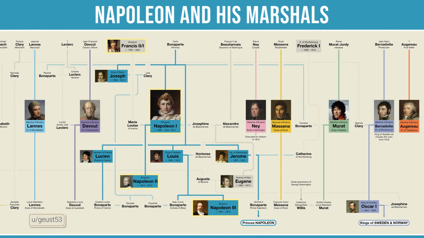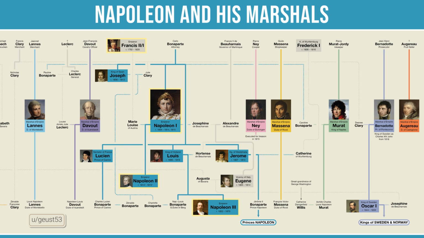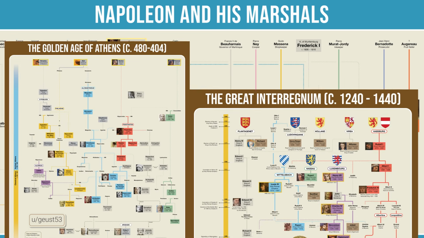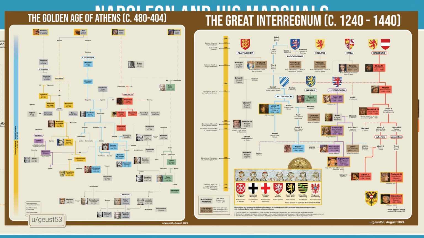Next is this nice looking chart of Napoleon and his marshals. So not only is this a family tree of the Bonapartes, it also shows all of Napoleon's highest ranking generals, one of whom married Napoleon's sister, and another who ended up becoming King of Sweden. This particular creator has submitted several really nice looking charts over the last 6 months, including these two, which match the useful chart style quite well. So I'm looking forward to seeing what they have planned for 2025.